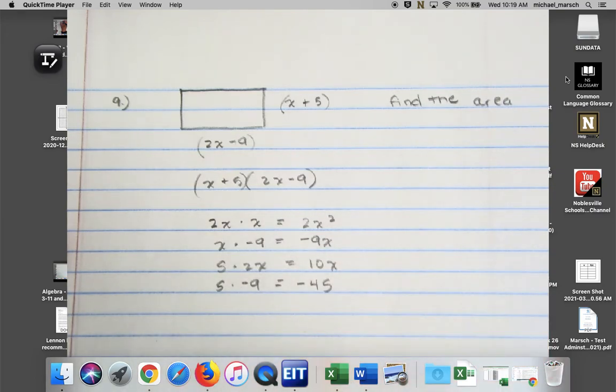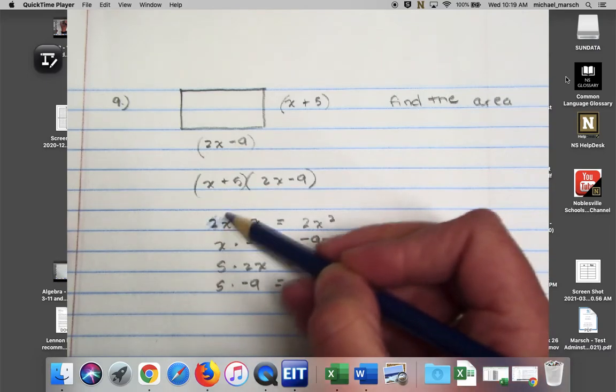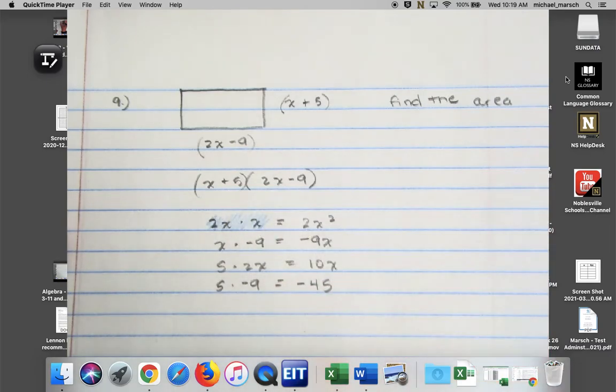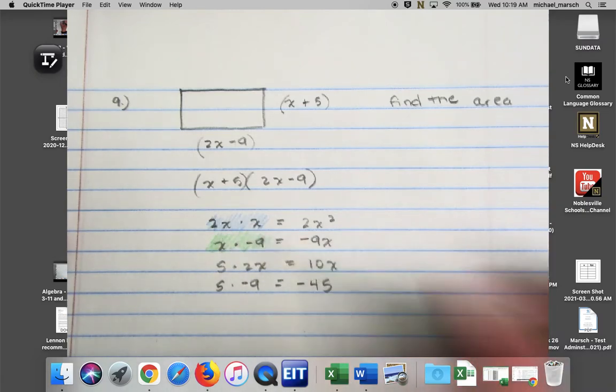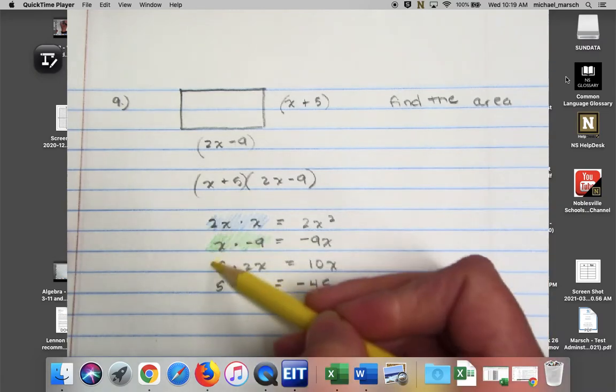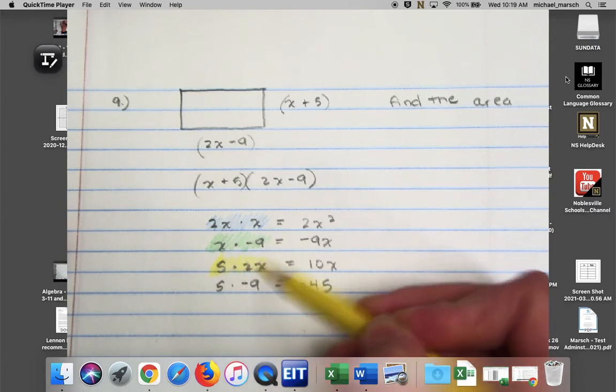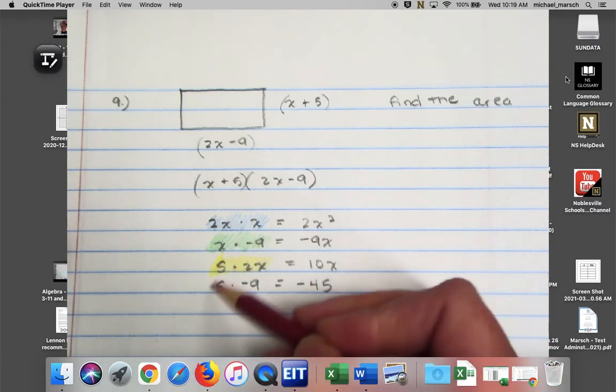You guys, I almost forgot to color code these. So I've got my first, my outer, my inner, and my last.